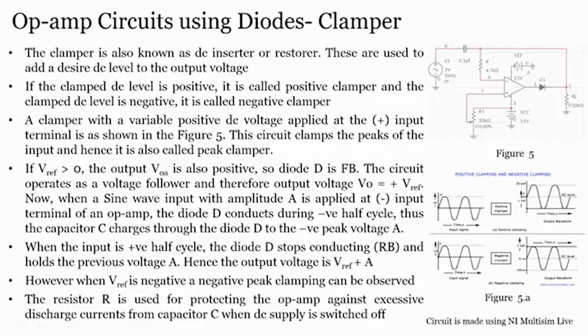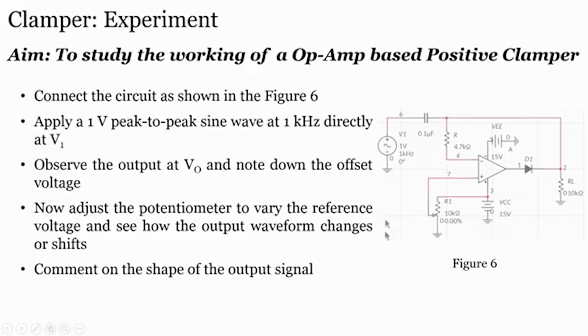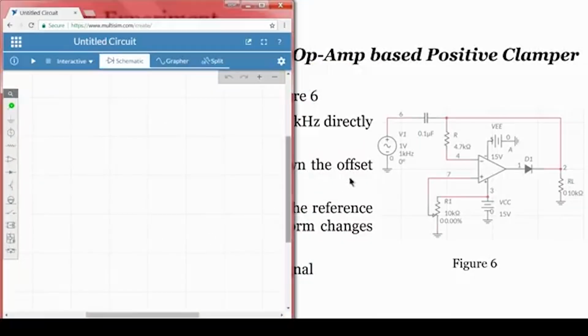Now, we will see the working of a clamper circuit using Multisim. What I will be doing is designing this particular positive clamper using Multisim. Let me open Multisim now. I will take all the components one by one. I will take an op amp first. This is an op amp that we will be using.